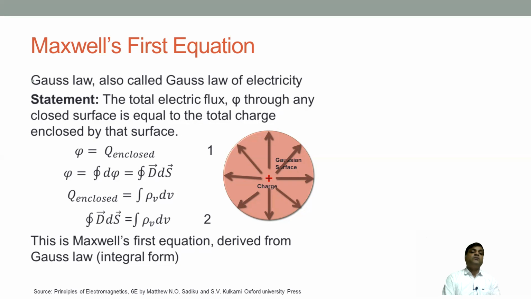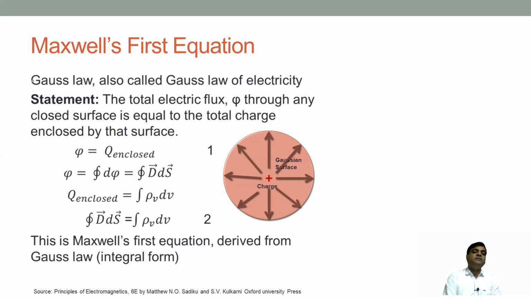So, as per the statement of the Gauss law, phi is equal to Q enclosed, where phi is the flux and Q enclosed is the total charge enclosed by the Gaussian surface shown in the figure. The surface can be of any type, but it must be symmetric.